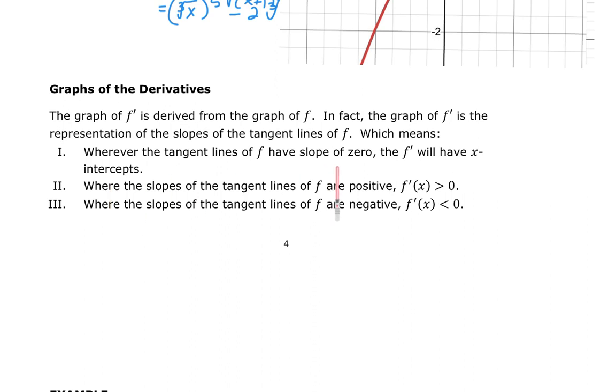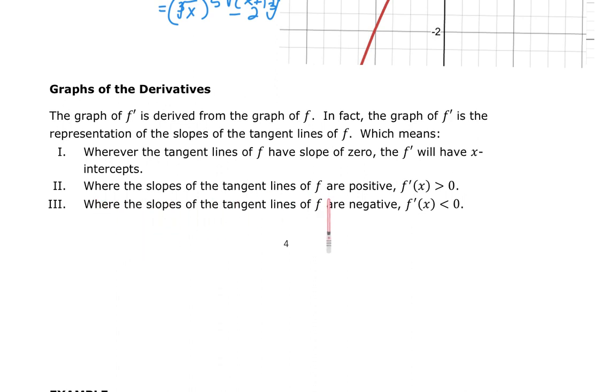Well, where would the slopes be 0? That would be when I'm at a maxima or a minima on my graph. So I have a turning point. Whenever I have a turning point, my derivative graph will be crossing the x-axis. Maybe actually bouncing, touching and bouncing back off, but it is going to the x-axis.